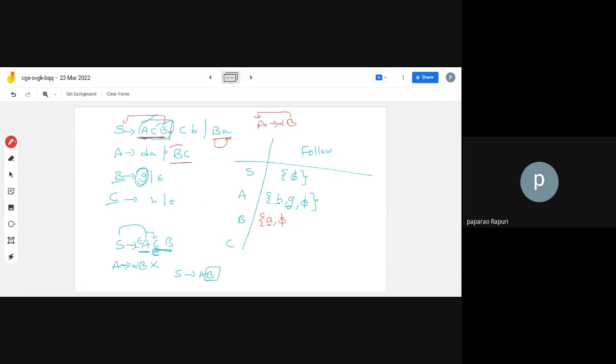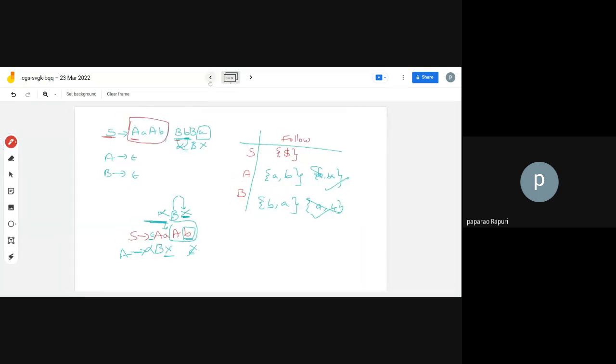And coming to this one, A is deriving alpha B X. Here A is deriving BC. So alpha means epsilon. After B there is a C, and C is producing epsilon. Here it is in the format of A derives alpha B X, and X belongs to epsilon. So that is the fourth formula.